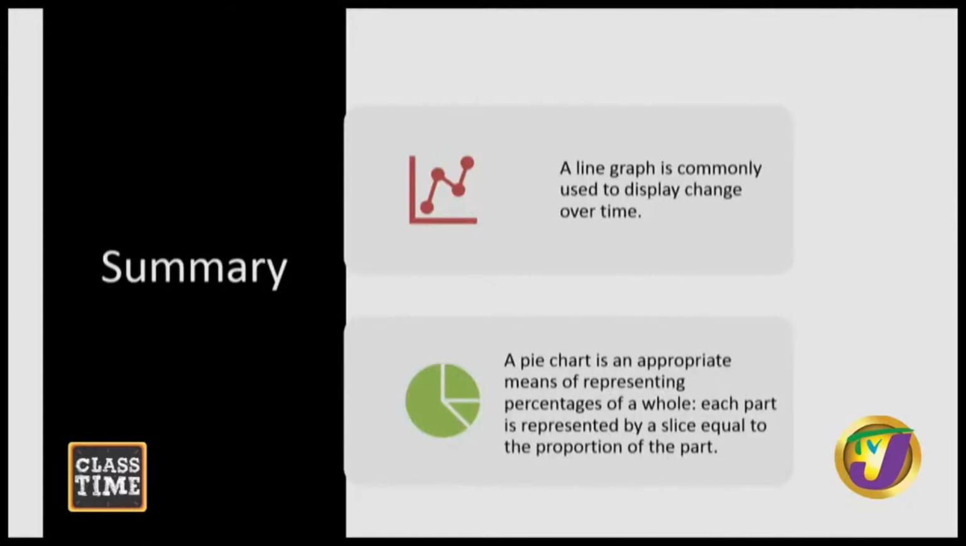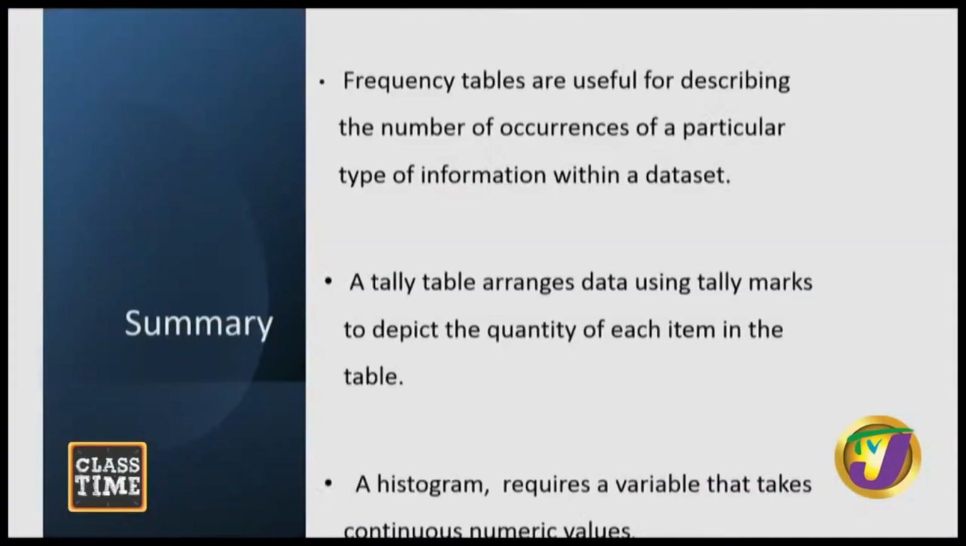All right. So let us look at a little summary. A line graph commonly displays change over time. The pie chart is an appropriate means of representing percentages of a whole. Each part is represented by a slice equal to the proportion of the parts. And that's the other summary that we have looked at. The frequency table, when it is used, looks at the number of occurrences in a particular event. The tally table depicts the tally marks, and the histogram requires continuous variables that we put on the histogram.